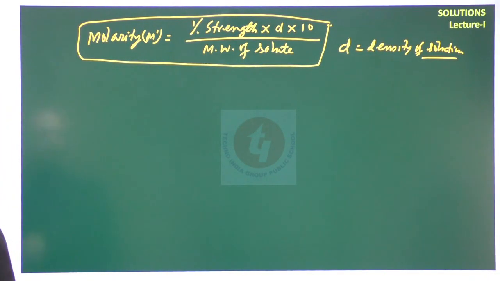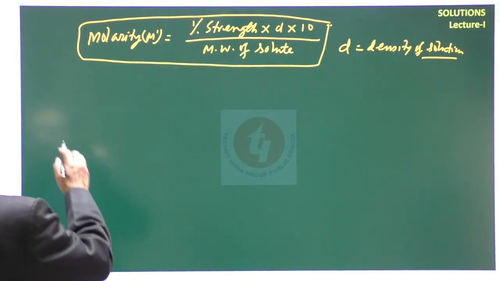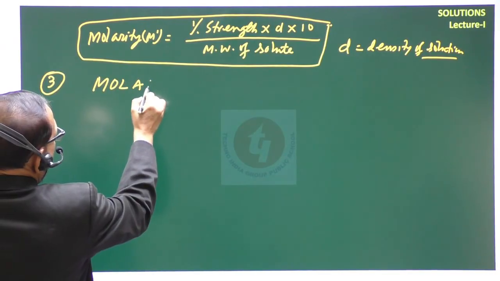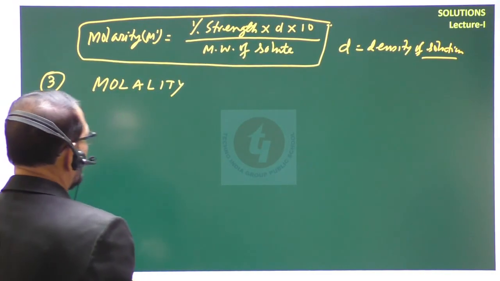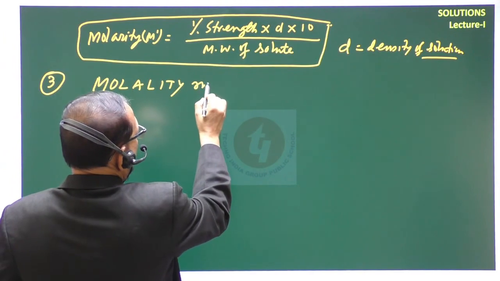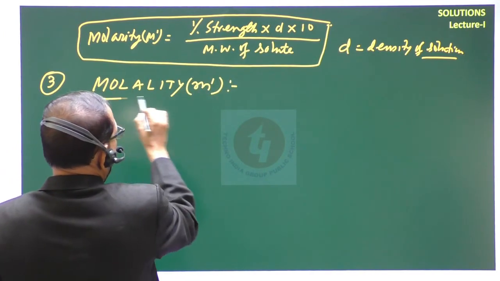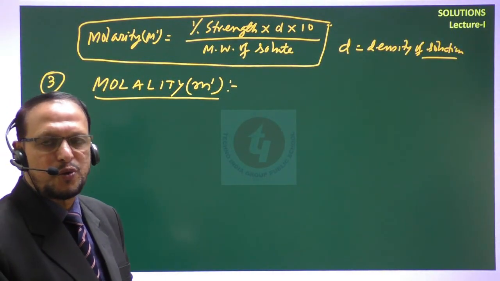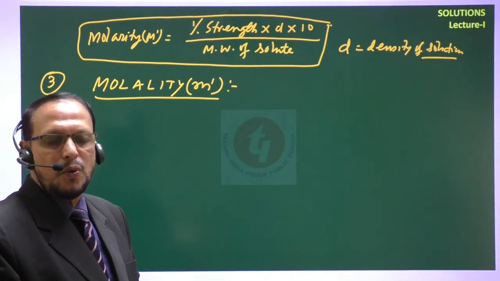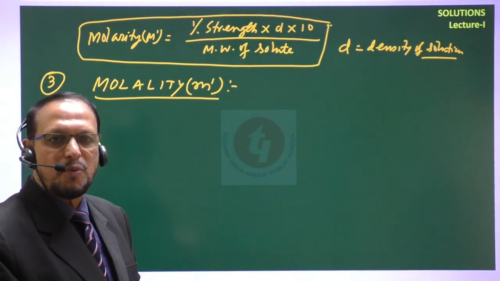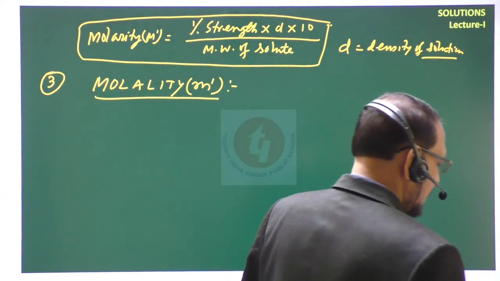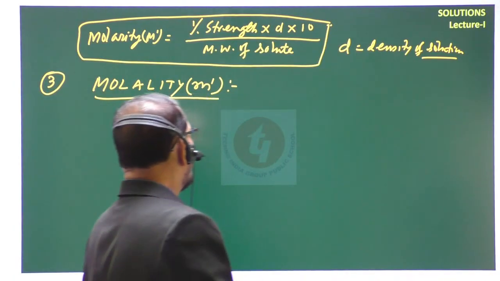Now after molarity I will discuss the numericals also. After molarity, number 3 is molality, then we will discuss the mole fraction. Molality I denote by small m dash. Molality is the number of moles of solute present per kilogram of solvent. Clear?